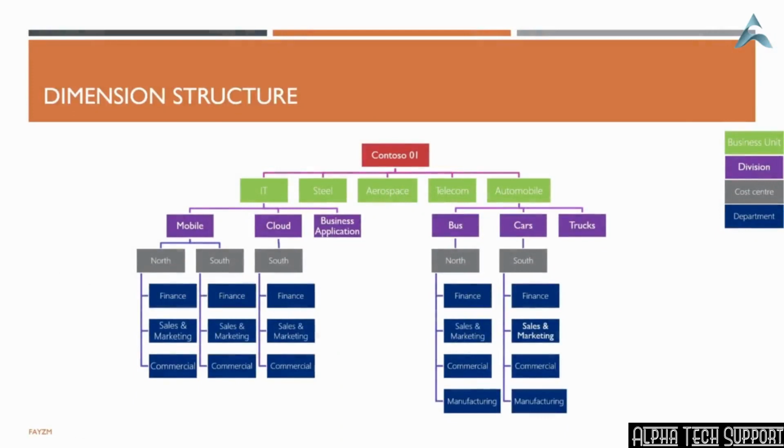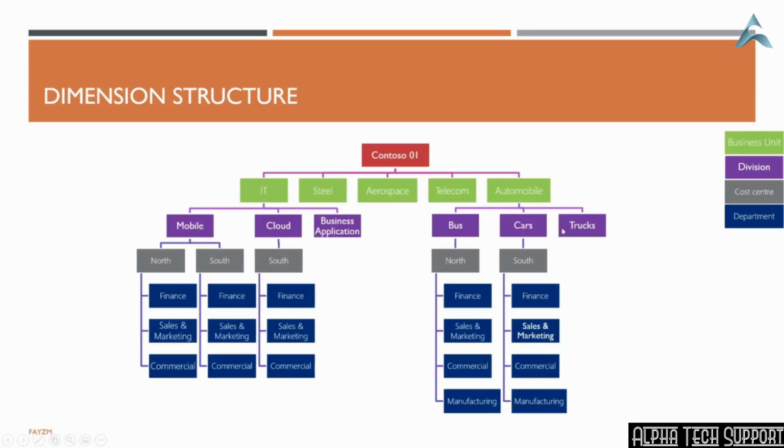We have Contoso at the top in the red box, which denotes the legal entity. And then within that, we have business unit, which is in the green boxes. So we have IT, steel, aerospace, telecom, automobile as business units. And then in the purple boxes, we have the divisions. So under IT, we have mobile, cloud, business applications. And under automobile business unit, we have bus, cars, and trucks.